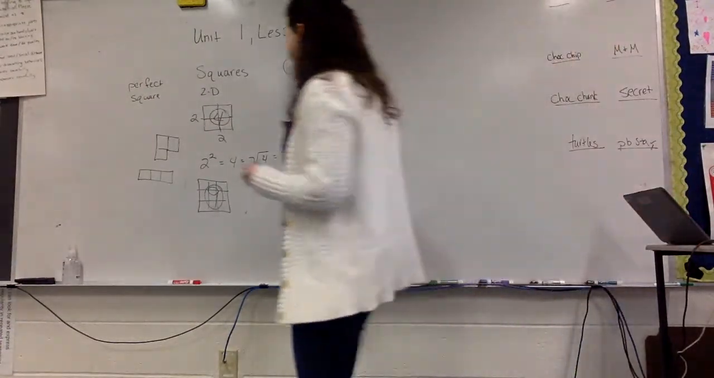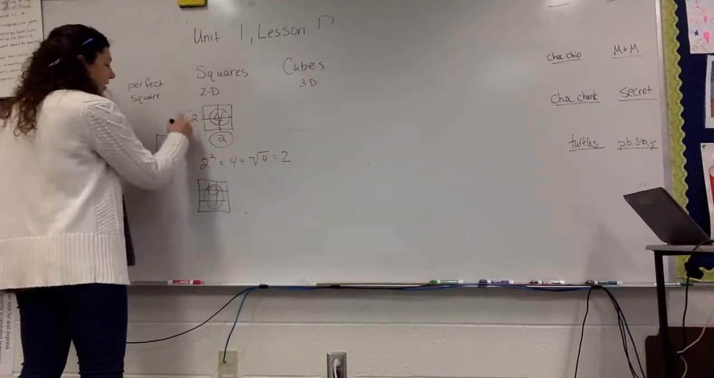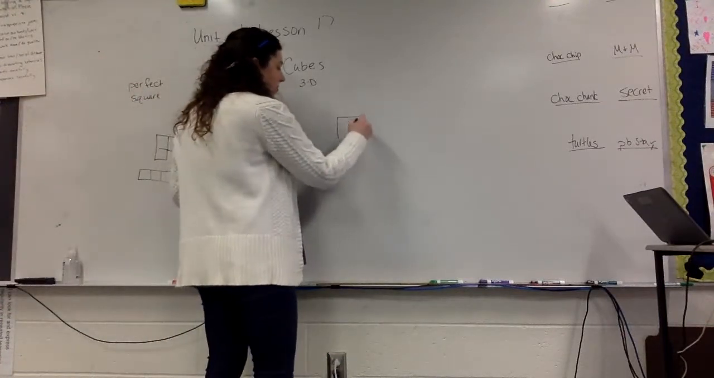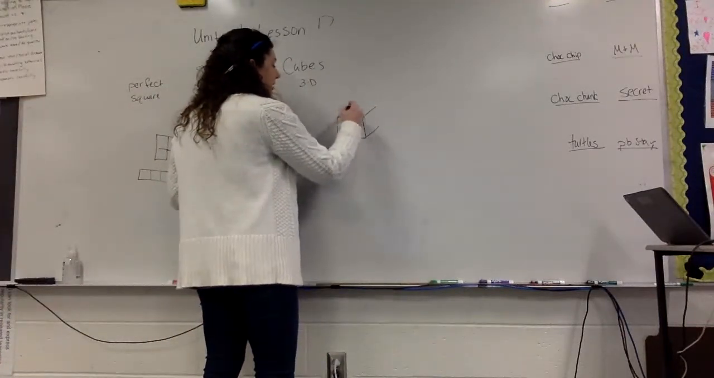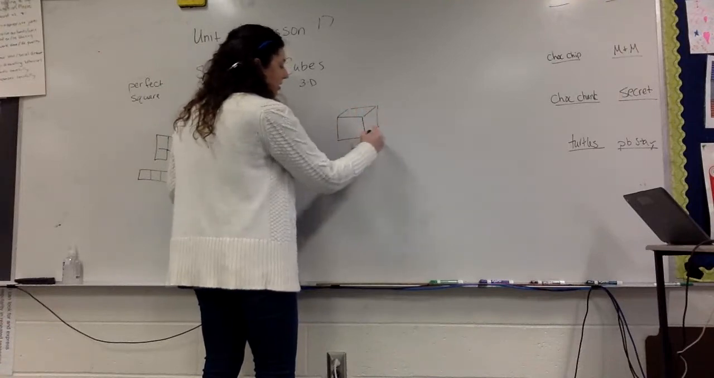Remember that we find the area of a square by taking its length times its width, and we find the volume of a cube by multiplying all 3 of its dimensions, its length, its width, and its height.